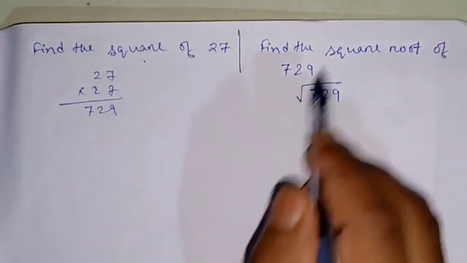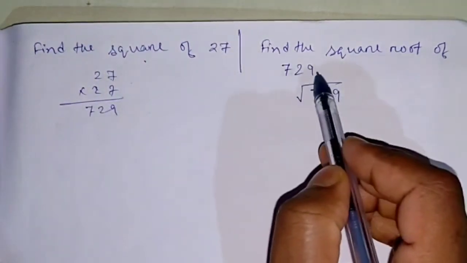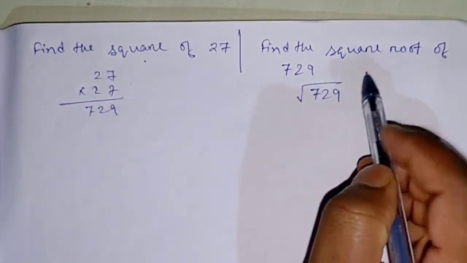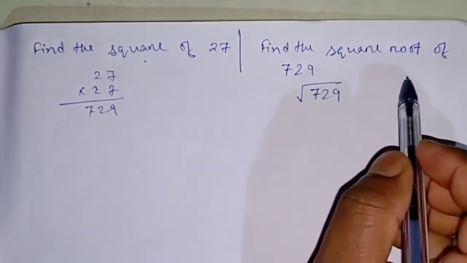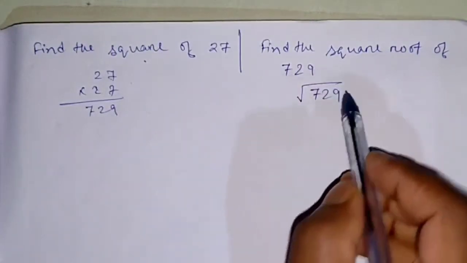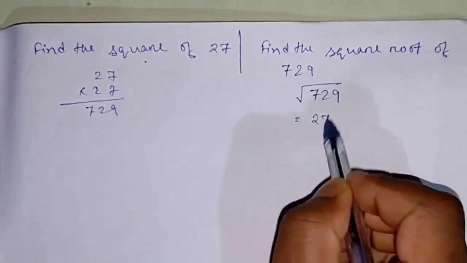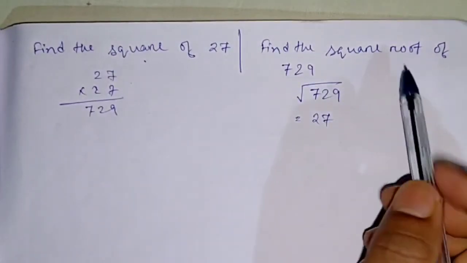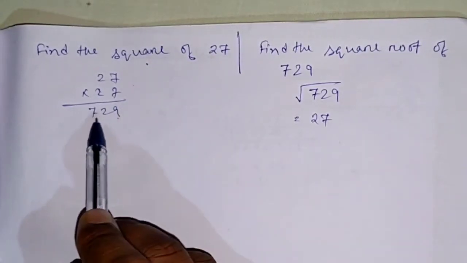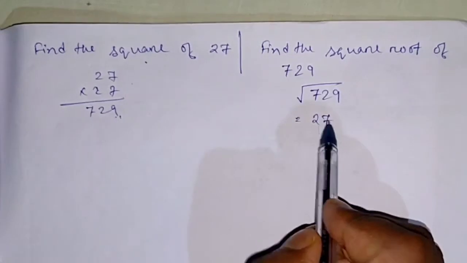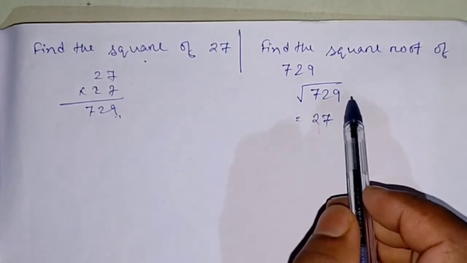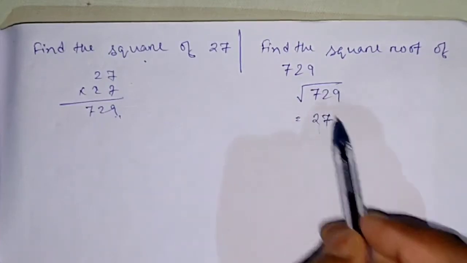But if the question says find the square root of 729, this is the symbol of square root. So the square root of 729 is how much? 27. Understood? So the square of 27 is 729 and the square root of 729 is 27. Matlab 27 into 27 milke 729 bana hai. So the square root of 729 is 27.